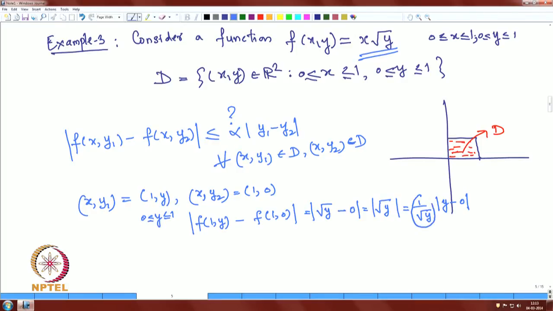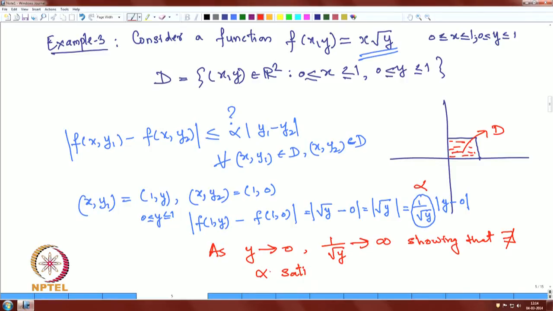So, if we can bound this quantity by a finite constant alpha, then it satisfies the Lipschitz condition for this point. And we know that as y approaches 0 from the right side, of course, the quantity 1 by square root of y goes to infinity, showing that there does not exist a finite positive number alpha satisfying the condition. If I call this condition star, satisfying star.